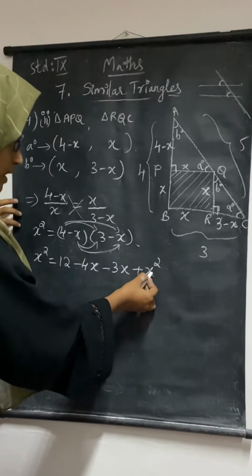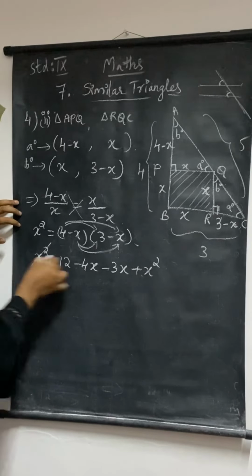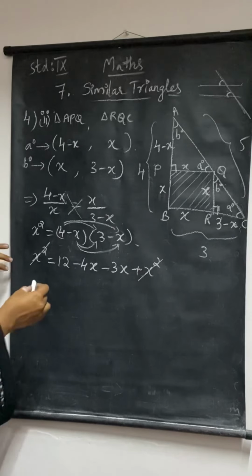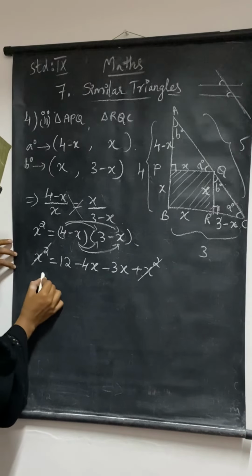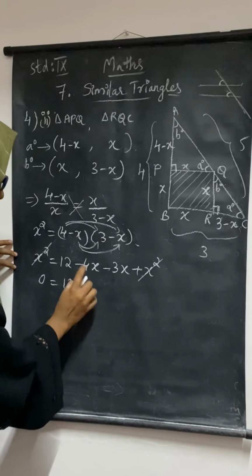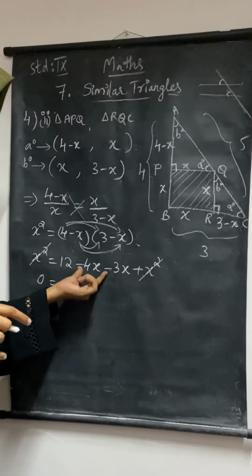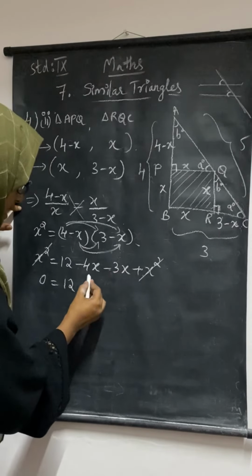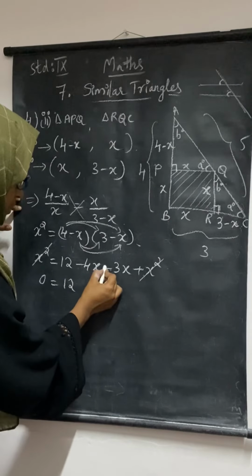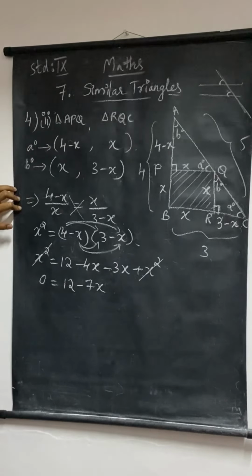Now when I bring this x square to this side, x square minus x square, it will be 0. So this side nothing is there, so 0 I am putting. 12 minus 4x minus 3x. Whenever you have the same sign, you have to add that. 4x plus 3x, 7x. Both the signs are negative, so minus 7x. So 12 minus 7x is equal to 0.